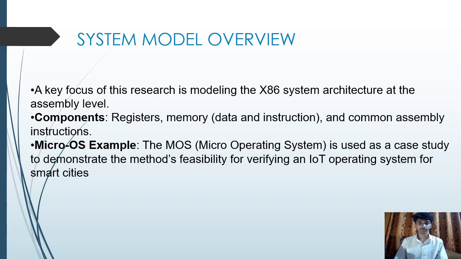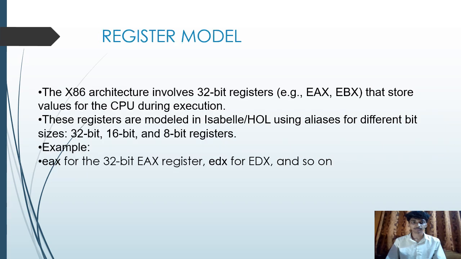System model overview. A key focus of this research is modeling the x86 system architecture at the assembly level. Components: registers, memory, and common assembly instructions. Micro OS example. The MOS is used as a case study to demonstrate the method's feasibility for verifying an IoT operating system for smart cities.